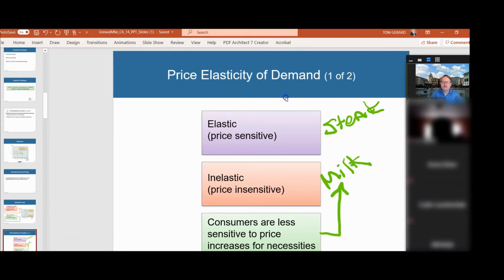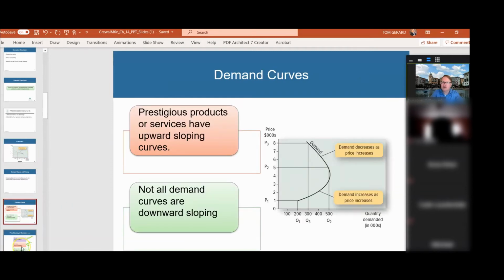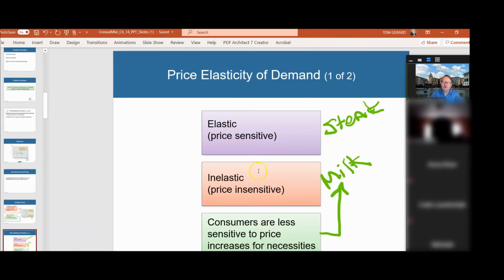Now this is price elasticity. Again, the economics concept is how sensitive to price changes the product is. So in theory, this is the way all products move, on one of these curves. But how sensitive are they? Here we're talking about two different kinds: they're elastic or they're inelastic. Inelastic means they're insensitive.